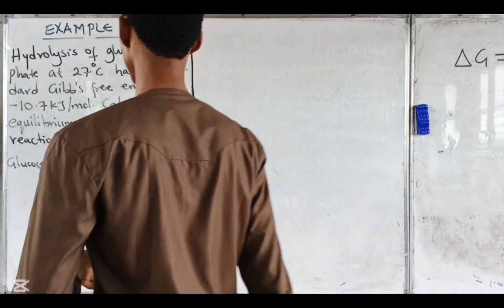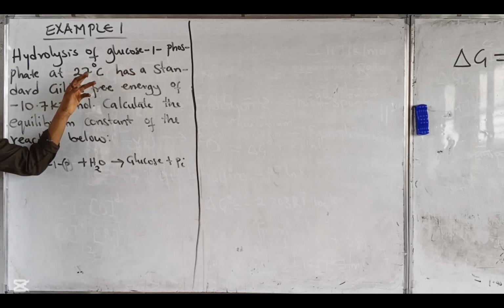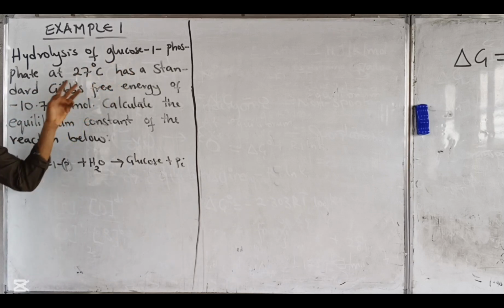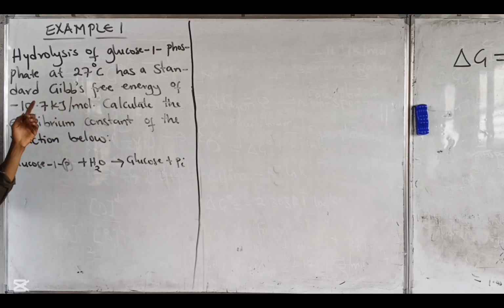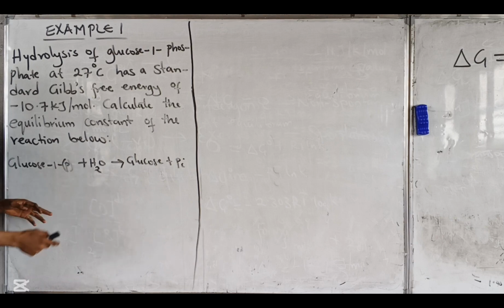Now let's solve this together. The question says, example 1: hydrolysis of glucose 1-phosphate at 27 degrees Celsius has a standard Gibbs free energy of minus 10.7 kilojoules per mole. Calculate the equilibrium constant of the reaction below. And we're given the reaction: glucose 1-phosphate plus water to give glucose plus Pi.